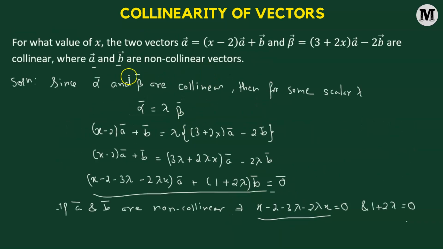So x is going to be 1 over 4 such that the two vectors alpha vector and beta vector are collinear, provided a and b are non-collinear vectors.